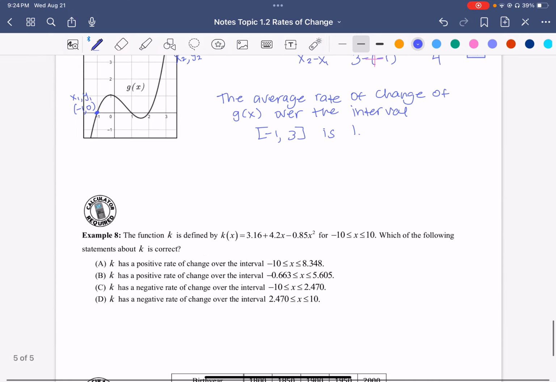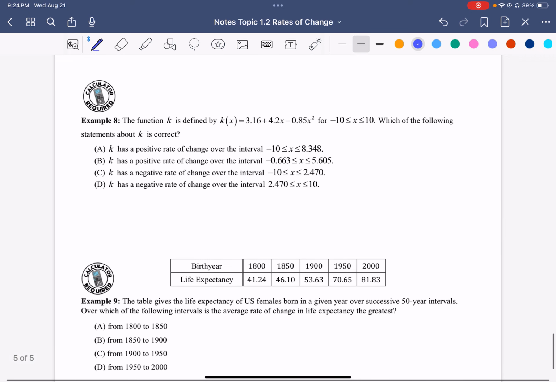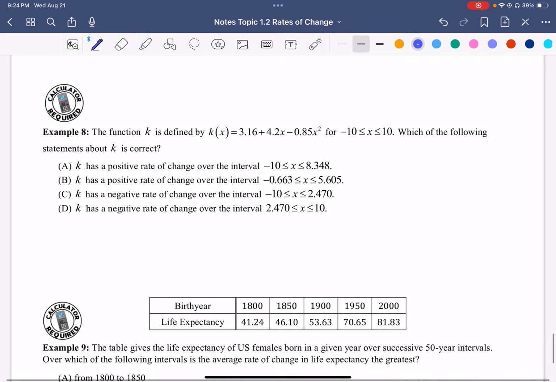Okay. The last two problems are calculator problems. I know probably you guys don't have Nspires at home. I'm going to show you the steps, and then I highly encourage you to try this in class.